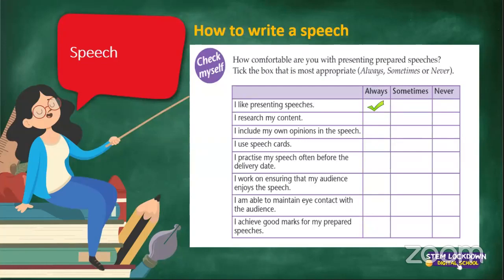Let's look at the second one. I research my content. How many of you research before writing your speech? I see a lot of sometimes, always, me, always. Always is the right answer for me personally, because this is my own check myself activity. When you research before writing a speech, it makes it easier to present the speech. Let's look at the next one. I include my own opinions in speeches. Do you always talk about how you feel in speeches, what you've experienced? I do that always, because remember, you are the one presenting the speech, so this speech has to have your own opinion.